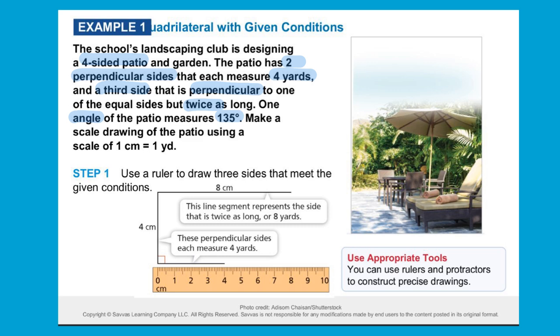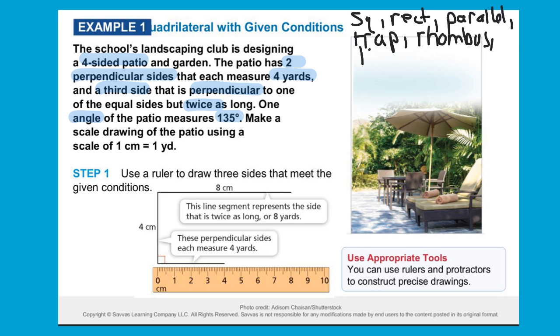All right, so a 4-sided patio, that gives me some options. A 4-sided patio could be, let me change that to a pen, a square, a rectangle, a parallelogram, a trapezoid, a rhombus, or a kite. So I was just brainstorming all of the 4-sided figures.